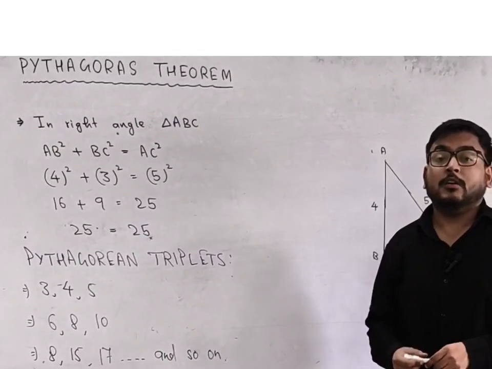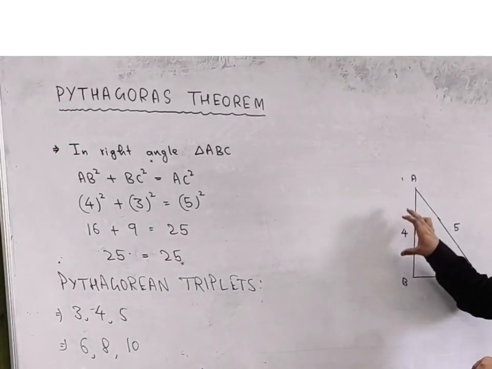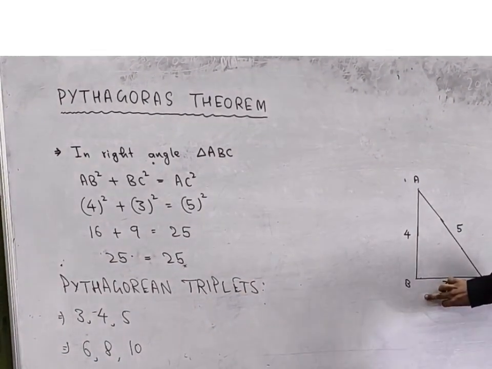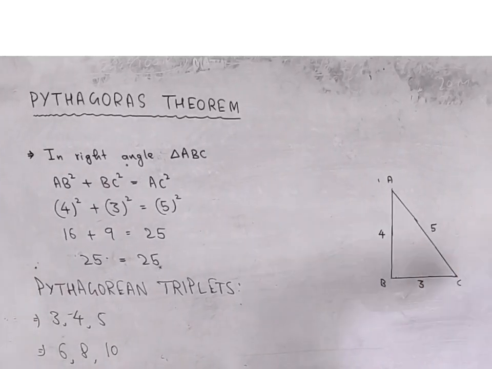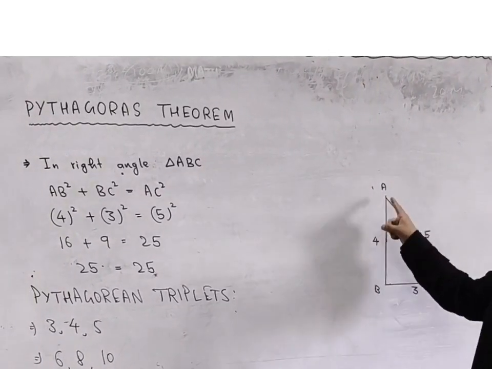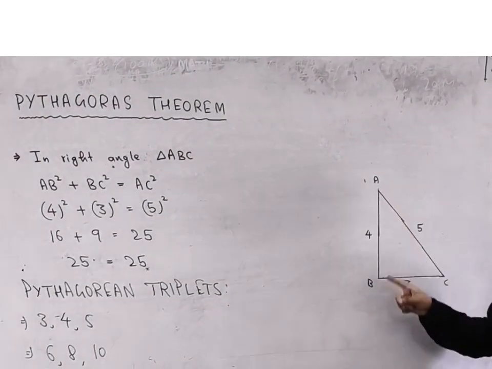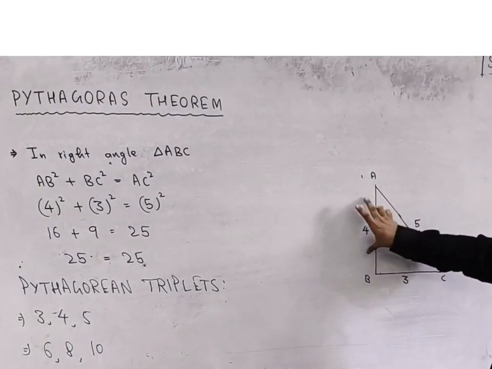So now I will explain the converse of Pythagoras theorem. What is the Pythagoras theorem? That the sum of the squares of two sides should be equal to the square of the third side, right? So let's say we are having a triangle A, B and C here. The side AB is how much?